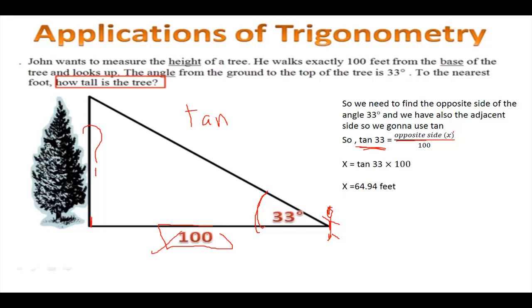So by cross multiplication, the opposite side, which is x, equals tan 33 multiplied by 100. So x will equal 64.94 feet.